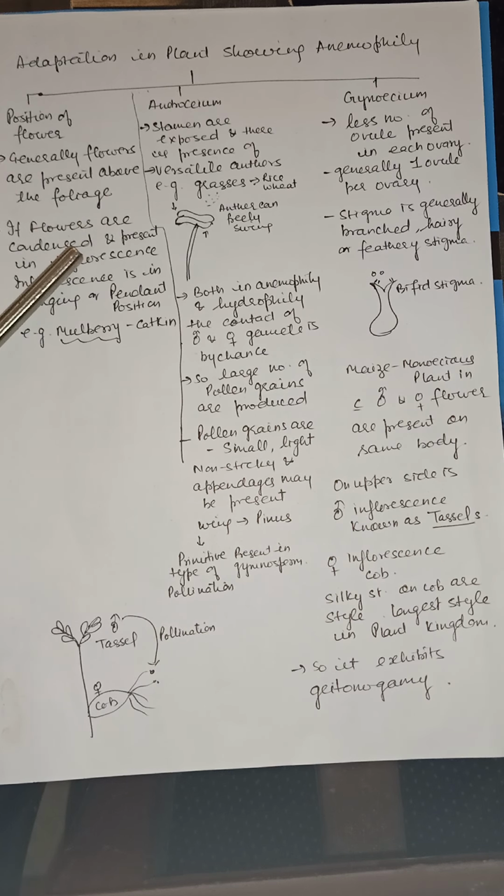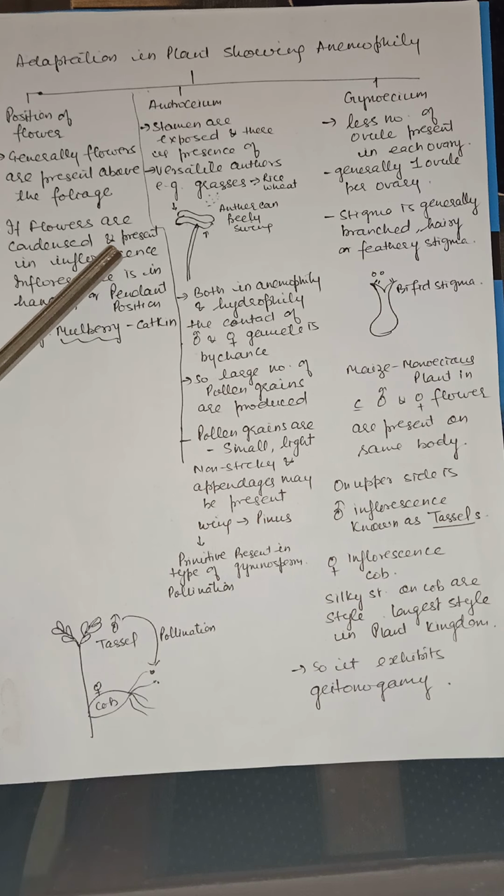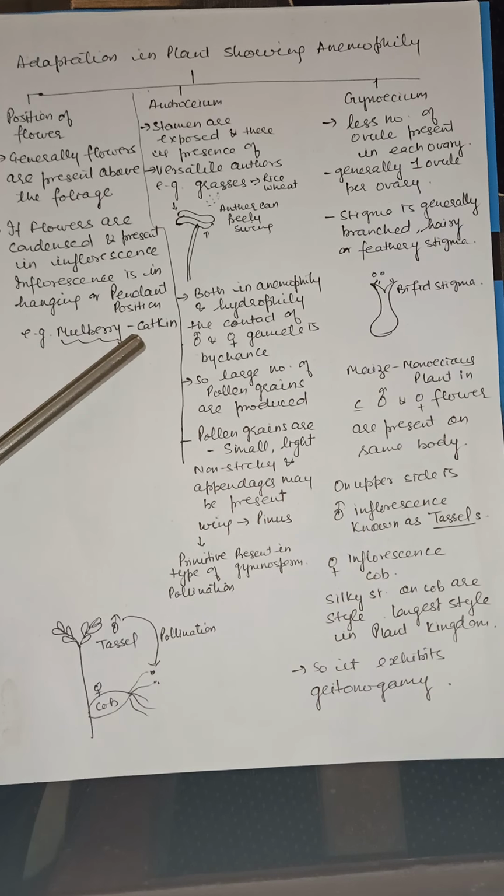If the flowers are small, condensed and present in the form of an inflorescence, then this inflorescence becomes hanging or pendant type. This is known as pendant position. For example, in mulberry, the inflorescence is known as catkin.